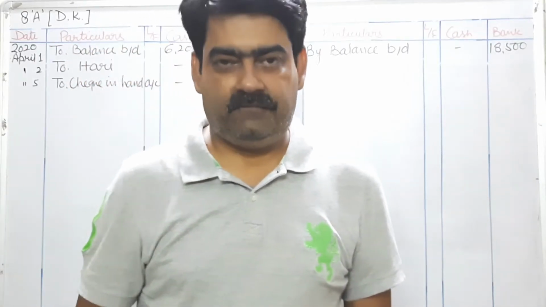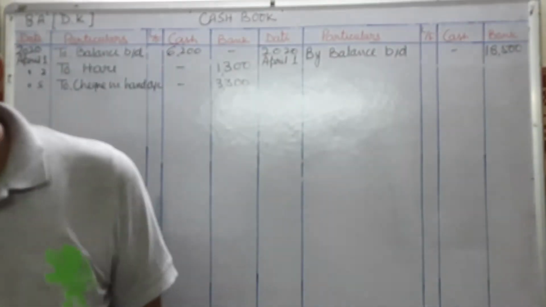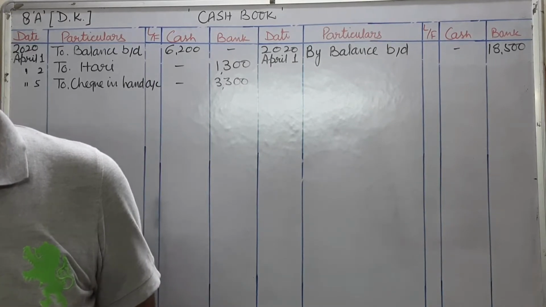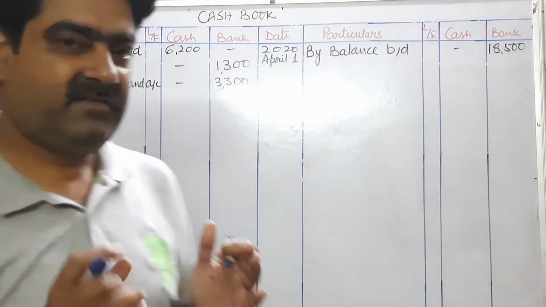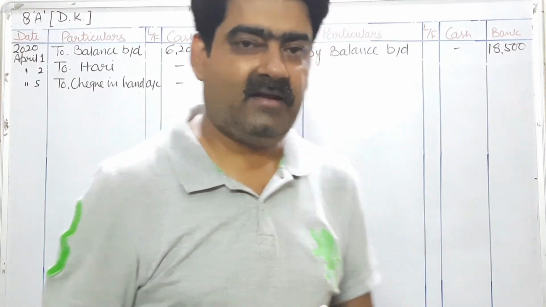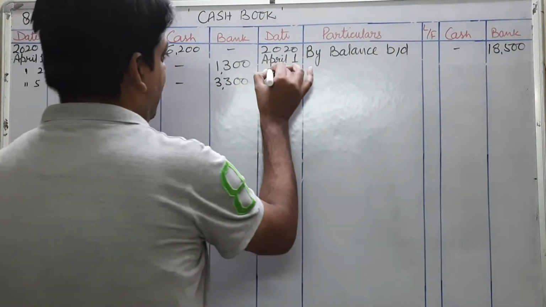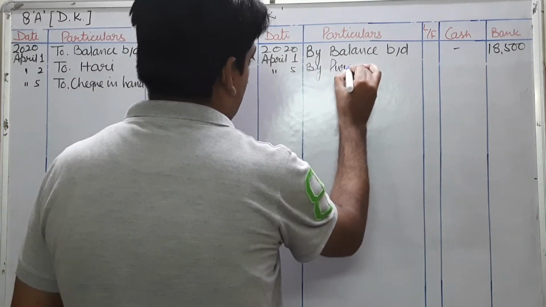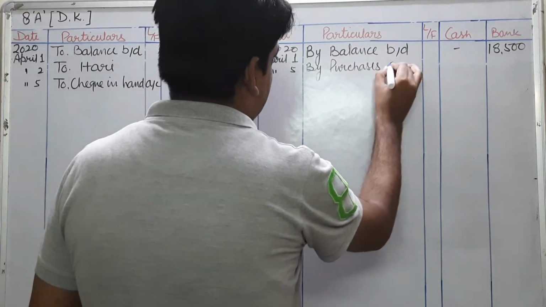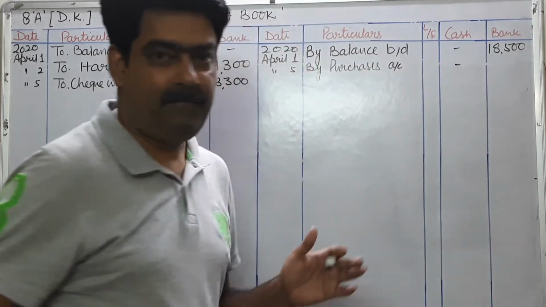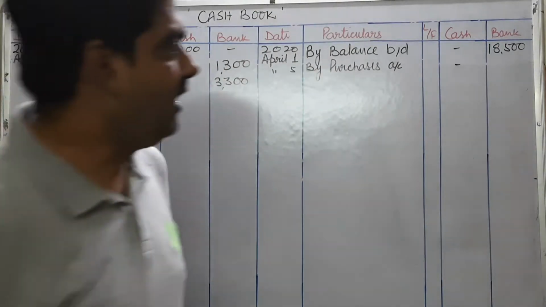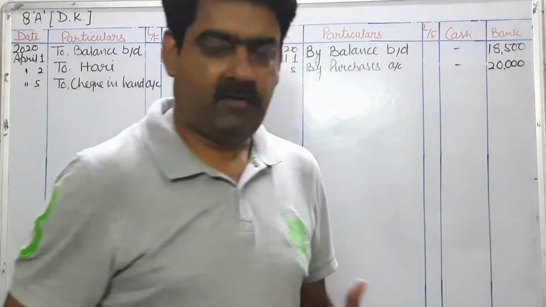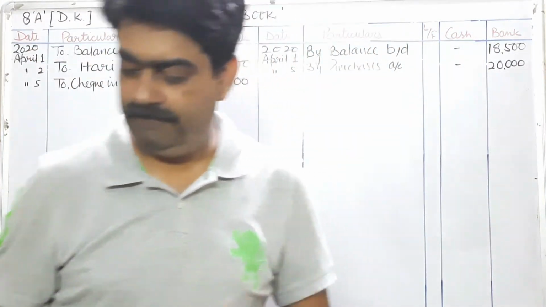Now see students, next transaction on April 5 only, purchased goods and paid by check 20,000. So our journal entry will be purchases account debit to bank. Treatment will come in credit side. April 5, by purchases account, and amount will come in bank column, and amount is 20,000. Because we are making payment through check.